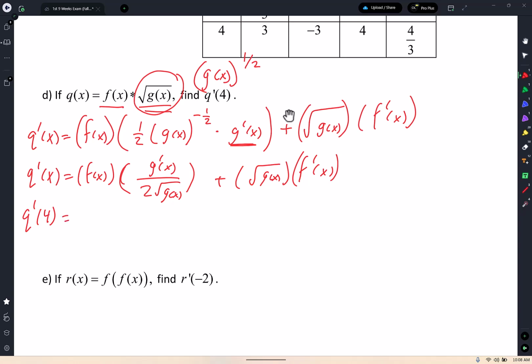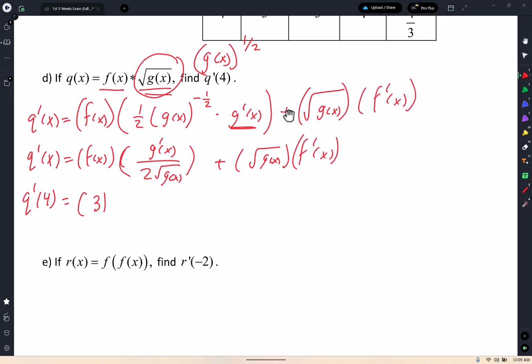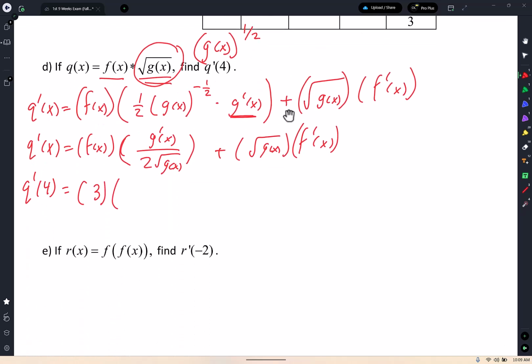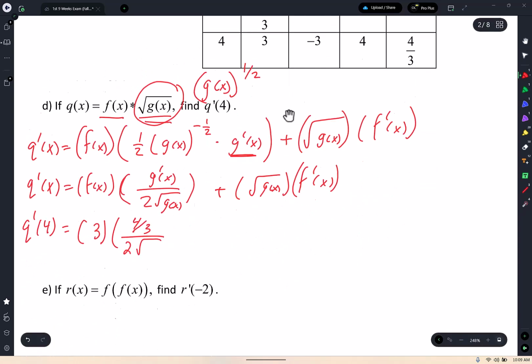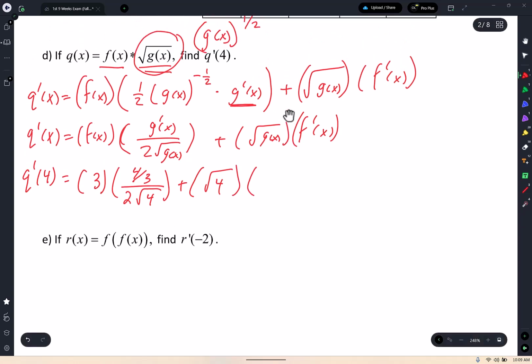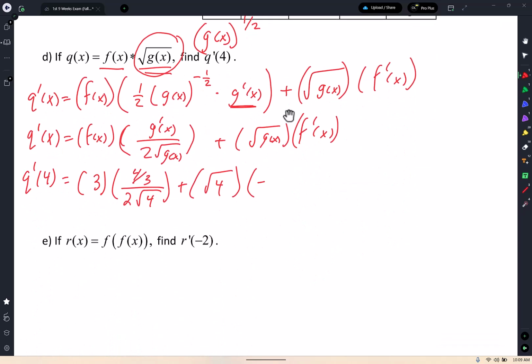What is f of 4? 3. Thank you. What is g prime of 4? 4/3. I guess I'll write it like that for now. You could bring that 3 down and put it with the 2 there. 2 times 3. And then square root of g of 4 is 4, so square root of 4. We'll fix it right now. Times square root of 4 times f prime of 4, which is negative 3.